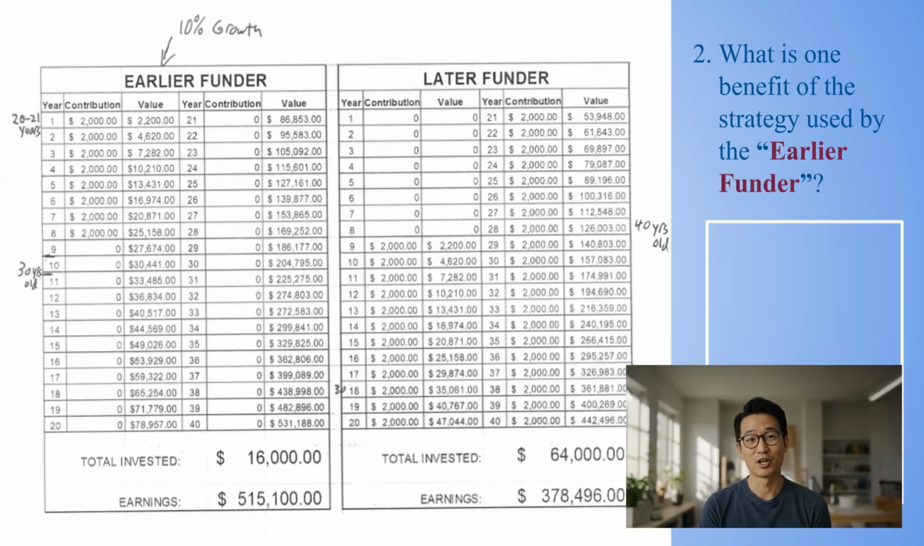One clear benefit of the earlier funder strategy is efficiency. They invest far less money, $16,000, but end up with a much higher total value, $515,100, than the later funder, who invests $64,000 but earns less. In short, saving early means more growth with less money, because time and compound interest do most of the work for you.